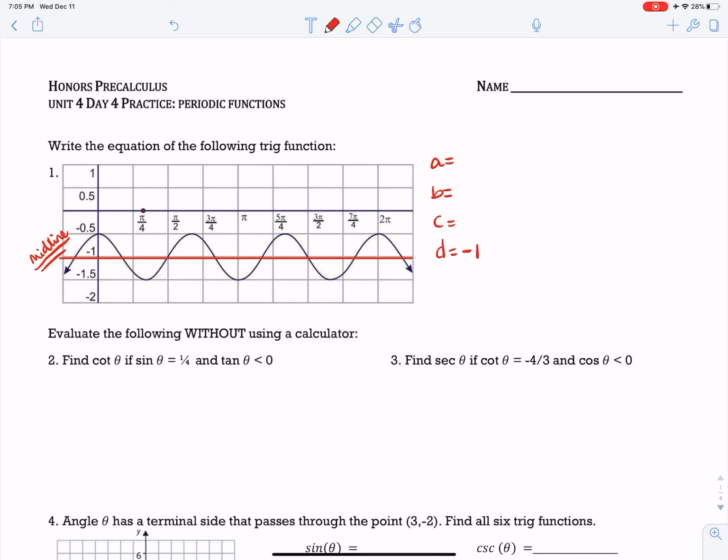Now we need the distance from the midline to the highest point and to the lowest point. And that is only a half. So A, which is our amplitude, is 1/2 or 0.5. I personally like fractions over decimals if I can put it as a fraction, so I'll use 1/2. And then we need our B. B is 2 pi over period, or period is 2 pi over B, so they are interchangeable.